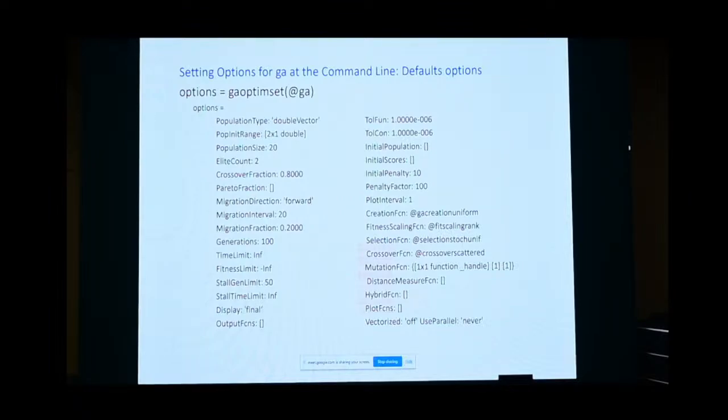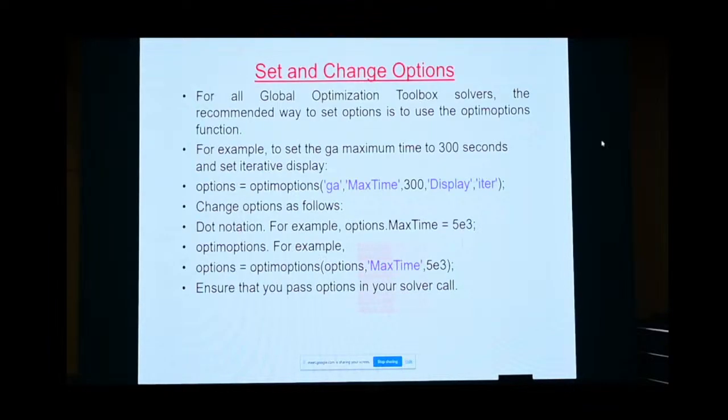And you can change these options. So instead of population size 20, suppose you want, say, 100. So there is one option where you can change the population size. Similarly, all these things you can change as per your requirement. Next, this is how to set and change the options.